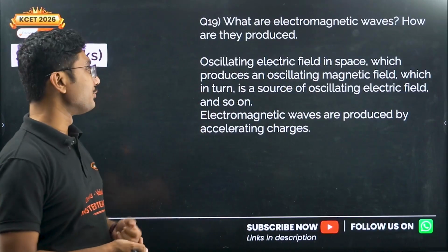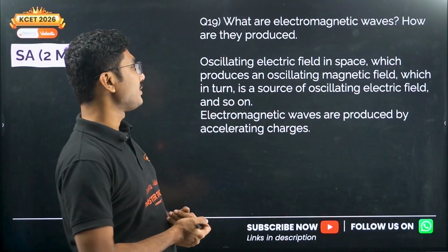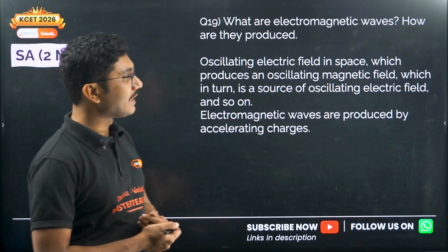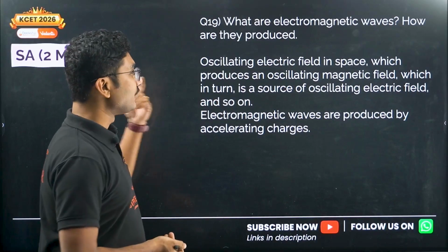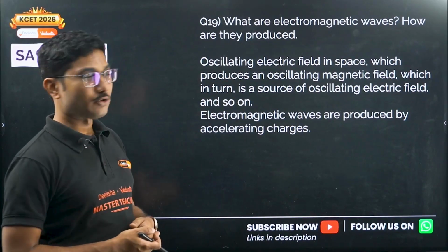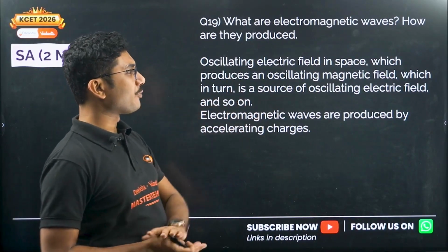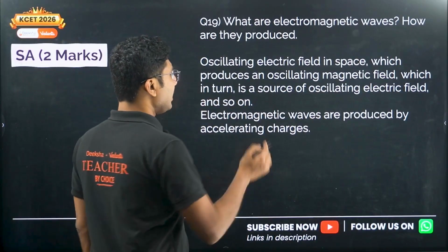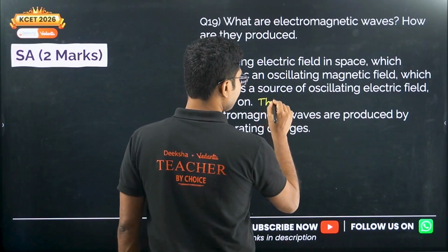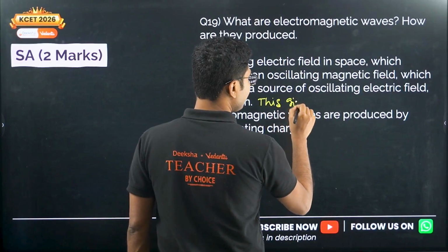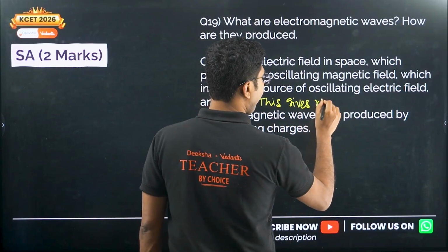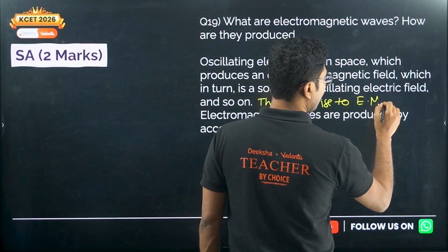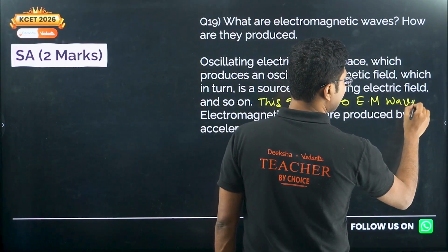What are electromagnetic waves? How are they produced? An oscillating electric field in space produces an oscillating magnetic field, which in turn is the source of an oscillating electric field, and so on. This is how electromagnetic waves are formed. Electromagnetic waves are produced by accelerating charges or oscillating charges. This gives rise to electromagnetic waves.